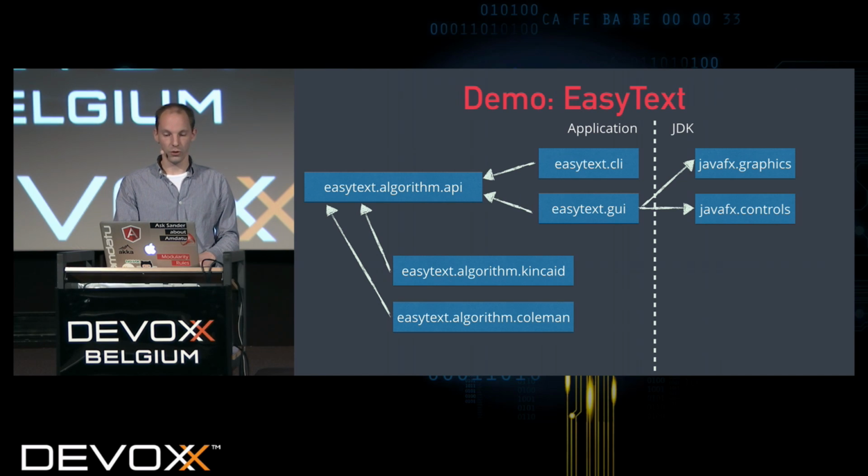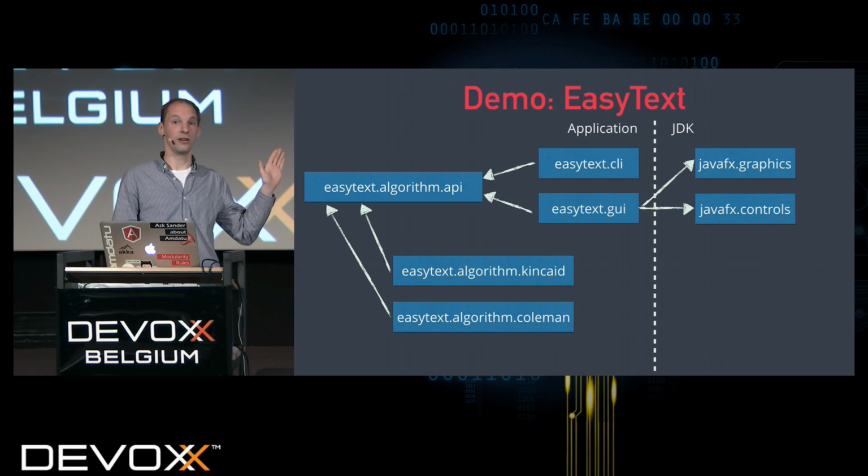Before we dive into the code, I want to show this diagram, just to get it all straight before we see the code itself. And what we did is we introduced the EasyText algorithm API module containing the analyzer interface, which is our contract between the front-end modules, which are the CLI and the GUI modules, and the back-end modules, which are the Kincaid and the Coleman modules here. So all the arrows here indicate requires relations. So the front ends require the API module because they need to know about the interface type in order to call a method on it. And the implementation modules require the API module in order to implement the interface.